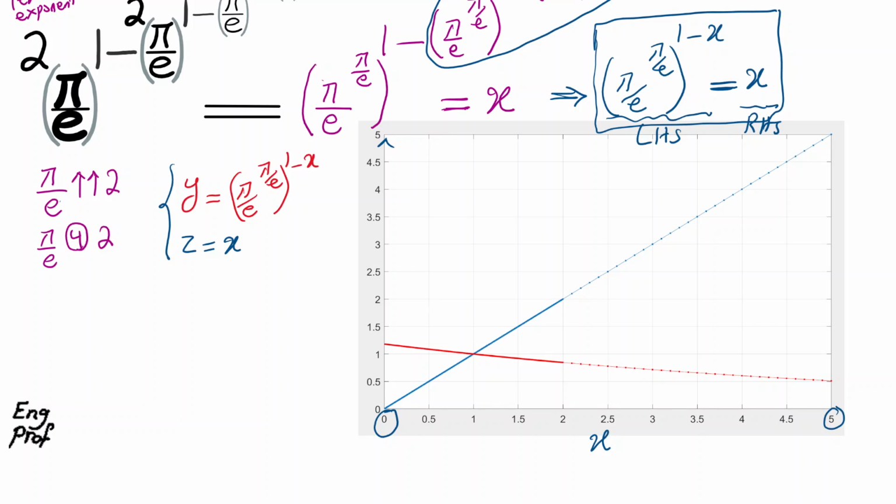So the red color is this equation. For that, the y-axis is the value of y. For instance, when x is 0, the exponent becomes 1 minus 0, which is 1. Then y becomes pi over e to the power pi over e, which is exactly this value. So pi over e to the power pi over e is approximately equal to 1.1821, roughly.